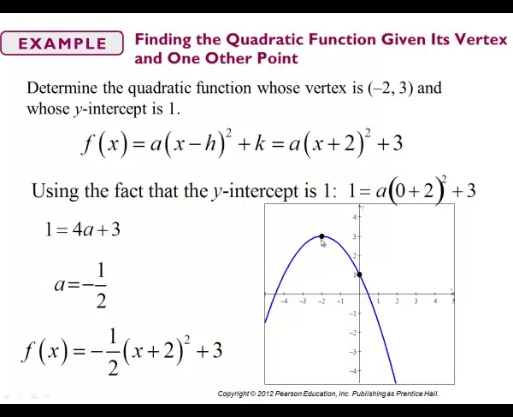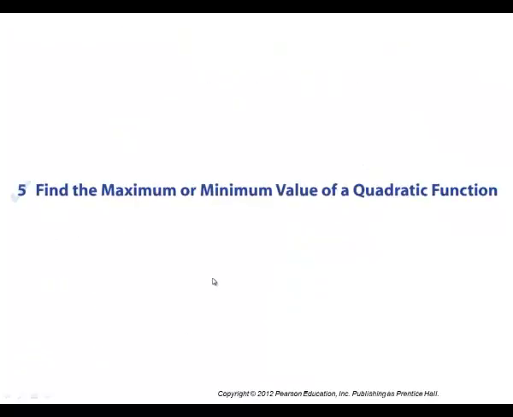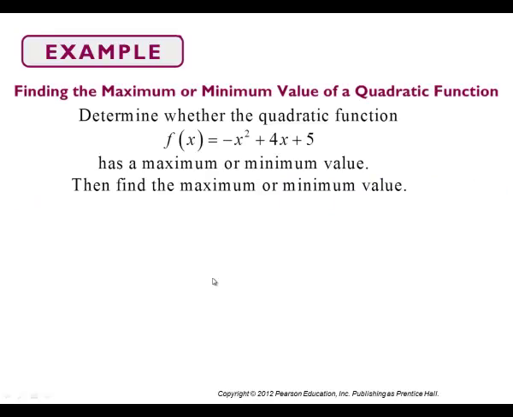Here's our vertex at negative 2, 3. Shift it to the left 2, up 3. Here's our y-intercept, 0, 1. Okay. Find the maximum and minimum values.